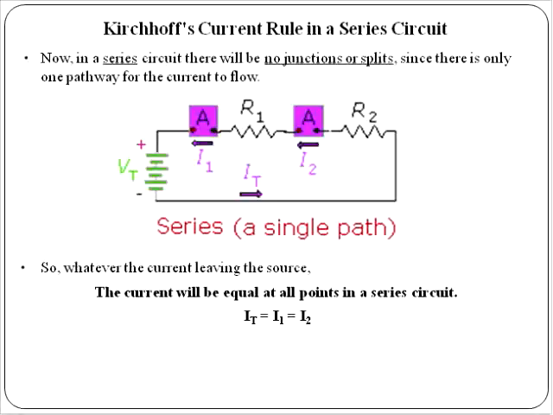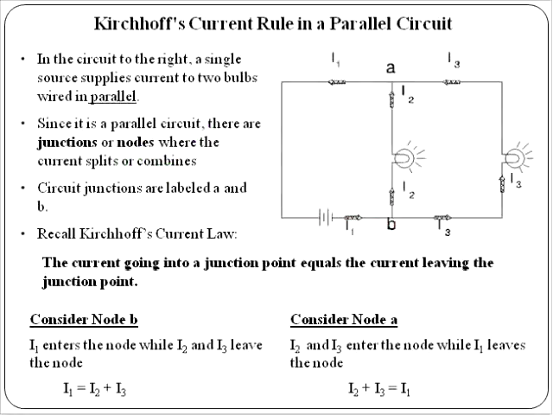Well, in a series circuit, it's pretty easy. Because in a series circuit, there are no junctions, no splits, which means a single path, the current has to be the same everywhere. Okay, if you think of it, if there's nowhere for it to split off and go two separate ways, or three separate ways, or whatever, then it has to be the same everywhere. So the current will be equal in all points in a series circuit. That's the good thing to remember here. IT equals I1, which is equal to I2. Current is the same in all the parts of the circuit.